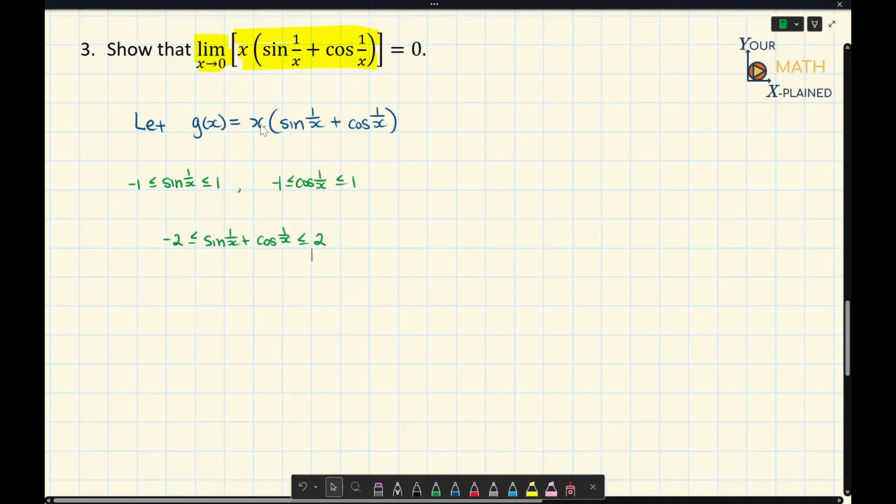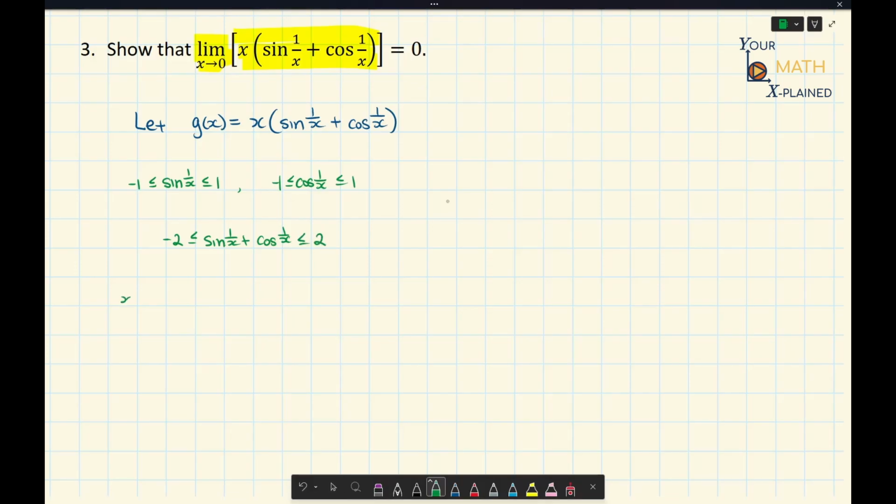The only thing is we need to multiply it by x. The only issue here is that we're trying to find the limit as x approaches 0. So we could either approach from the left-hand side or we can approach from the right-hand side. But when x is negative, our inequality signs are going to flip. So therefore, we have to break this up into two parts.